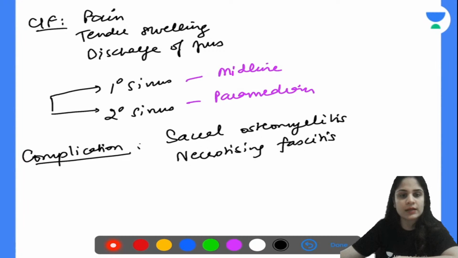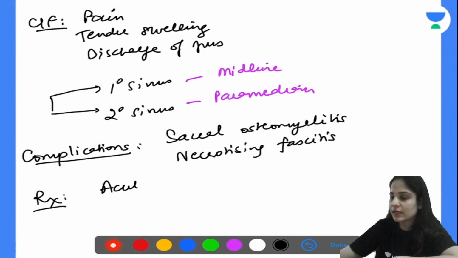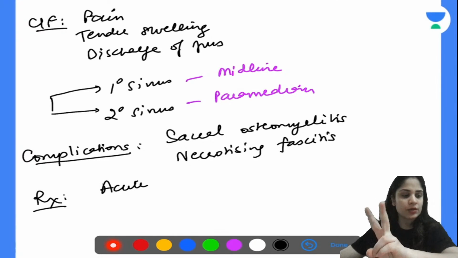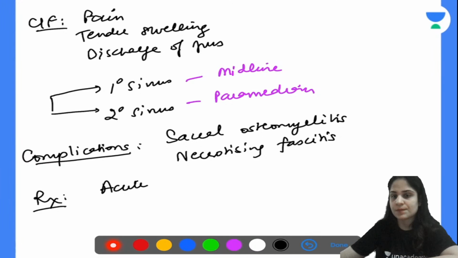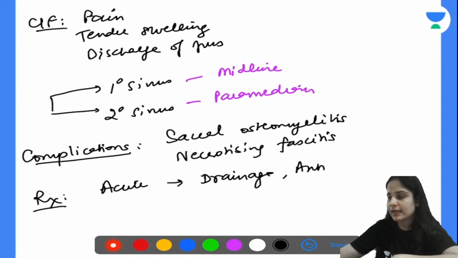Alright, so these two are the complications of your pilonidal sinus. Now the last thing that they will ask you is, how do you treat it? Okay, so treatment is for two things. One is for the acute phase and one is for the chronic phase. So in the acute phase, you cannot do any kind of surgery because it is infected. So you will first drain the pus, and after that you will start the patient on antibiotics.